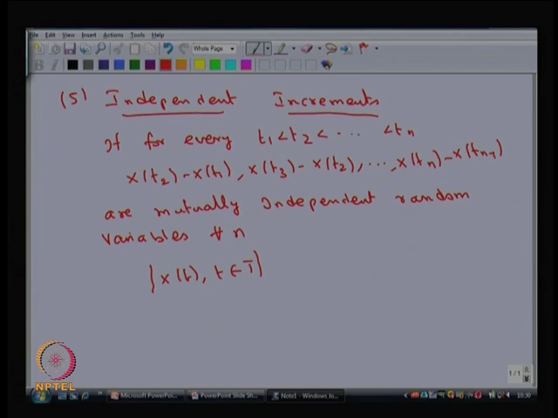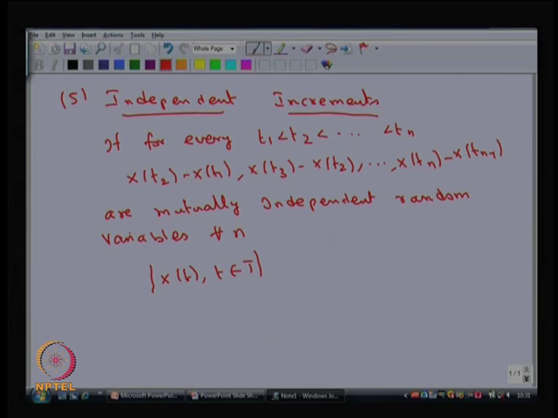So, whenever you take a few t's, t1, t2, tn, and the increments, that is x of t2 minus x of t1, like that till x of tn minus x of tn minus 1. So, these are all going to be the increments, and each one is a random variable. Therefore, the increment is also going to be a random variable, and you have n such random variables, and suppose these n random variables are mutually independent random variables for all n. So, this is fixed for one n, like that if you go for all n, if this property is satisfied, then we can conclude the corresponding stochastic process has the property of independent increments.